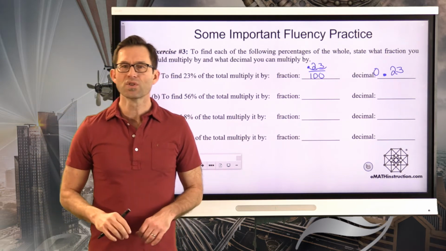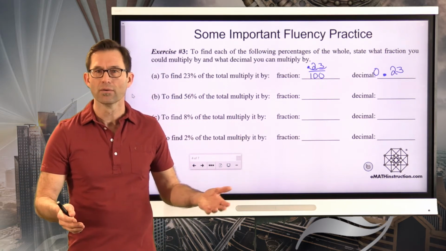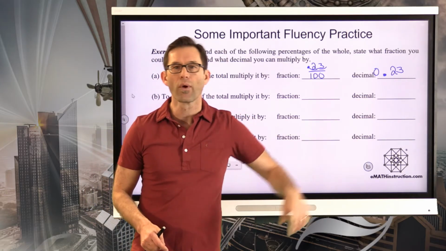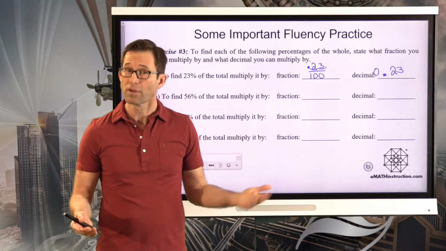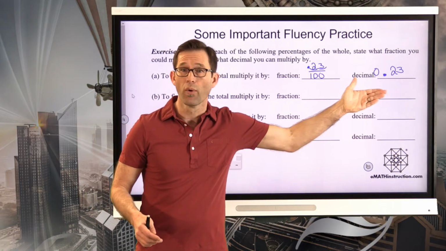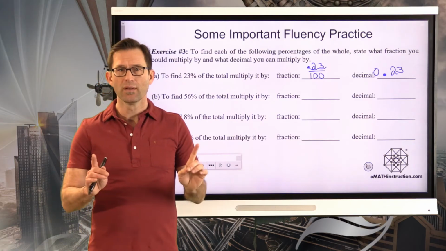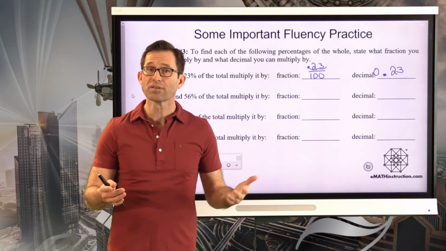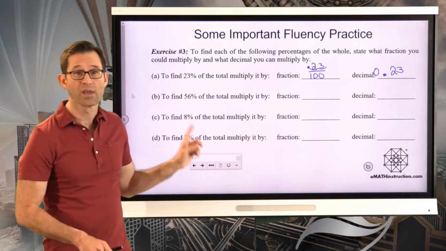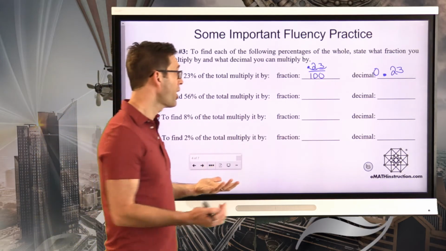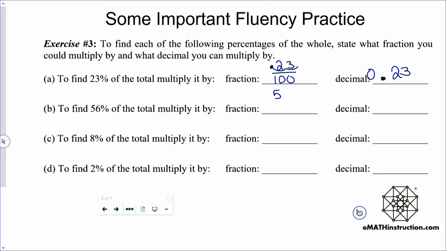Now watch out, because some students will start to pick up on a pattern here, right? And they'll just say something like, well, I'm just going to put down 0 point and then I'll write down the percent, right? Because the percent was 23%, so 0.023. All right, we're going to want to watch out for that in many, many cases, although it does kind of work sometimes. So for instance, to find 56% of the total, we could multiply by, in fraction form, 56 100ths.